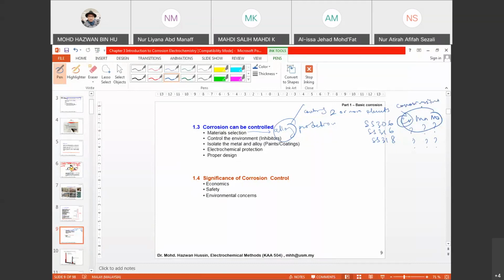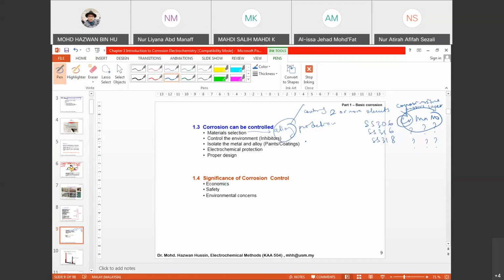This is due to the fact that chromium can form a passive layer. That is why for stainless steel, even though it is made from steel, you cannot see it corroded. It will corrode unless you damage the passive layer. For example, if you take a knife made from stainless steel, it is not corroded, but when you make a deep scratch on the surface, the stainless steel will corrode, especially at the region where you made the scratch.